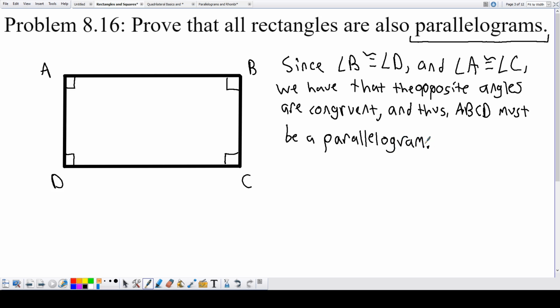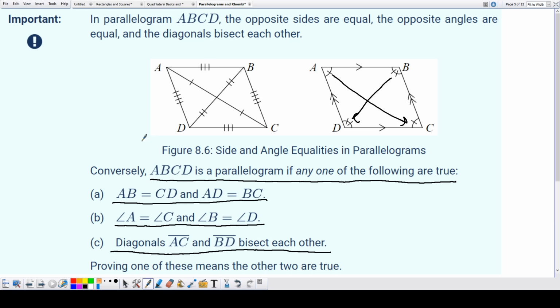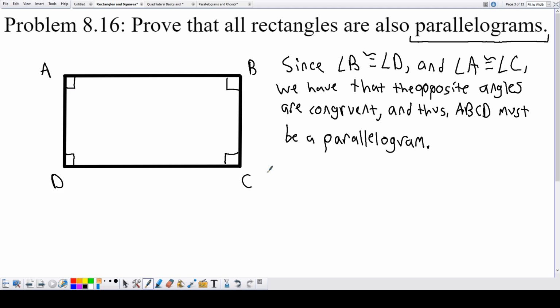Now, the reason why this is such a crucial proof that we need to establish is that since we have proven that part B is true, then it must also imply that parts A and parts C are also true. So this is also the same thing as proving that the opposite sides are the same. One of the most basic facts about rectangles: opposite sides are congruent.